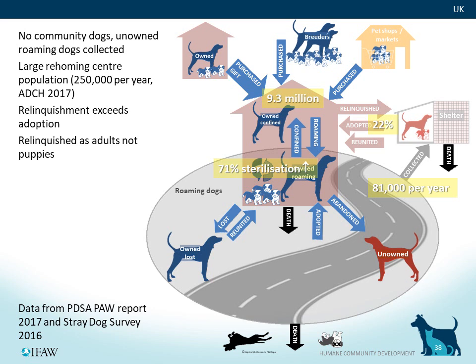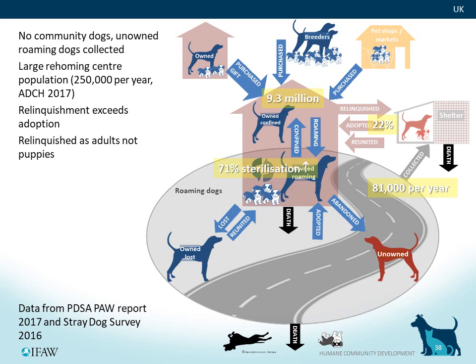However, relinquishment and collection, those processes currently exceed adoption and reuniting. And currently there are still healthy dogs euthanised in the UK. The numbers are estimated to be relatively low, just a few thousand, but anyone working in companion animal welfare in the UK will be cognizant of the need to get to zero, and thankfully those numbers do seem to be decreasing year on year.